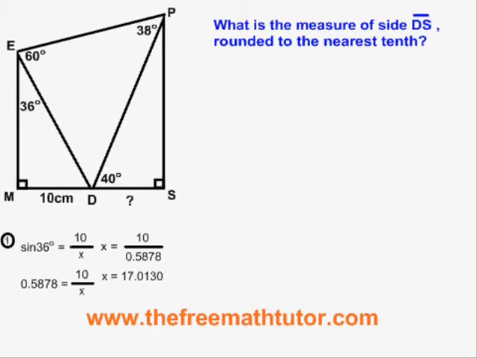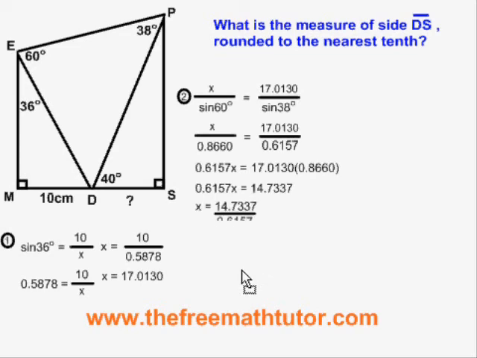Knowing angle P and its opposite side, side ED, and knowing angle E, we can find the opposite side to angle E, which is side PD. Step 2 involves using sine law like this. The unknown side, side DP, over sine of 60 degrees is equal to side ED 17.0130 over sine of 38 degrees. The solution will look like this. I end up with side DP is equal to 23.9315 centimeters, again rounded to 4 decimal places.